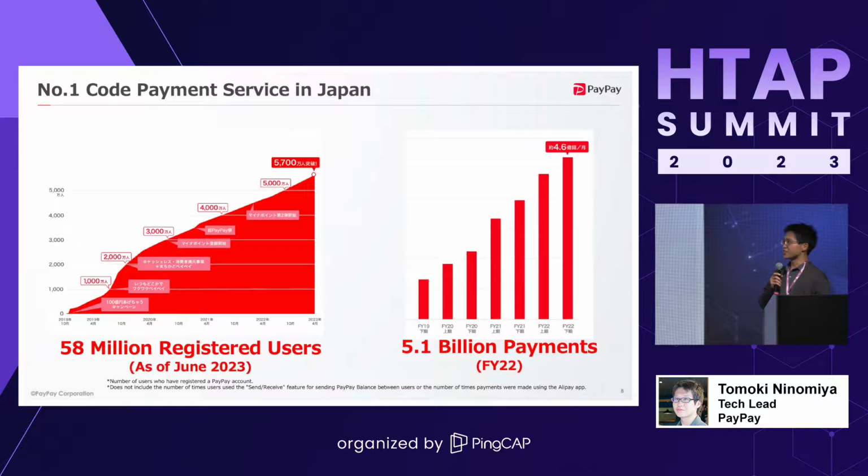So we launched our services 5 years ago, and we have kept on growing rapidly. Actually, the picture is a little bit old, but we achieved 58 million registered users in Japan. We are providing services domestically in Japan, so these are all users in Japan. And we also achieved 5.1 billion payments in the last financial year. And we are actually continuing to grow this number.